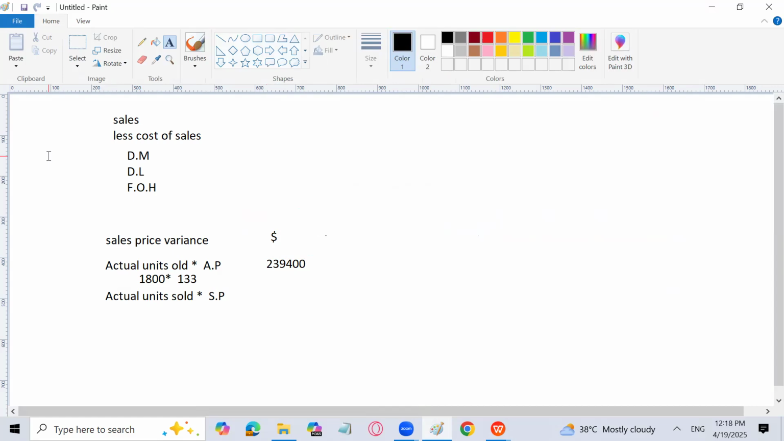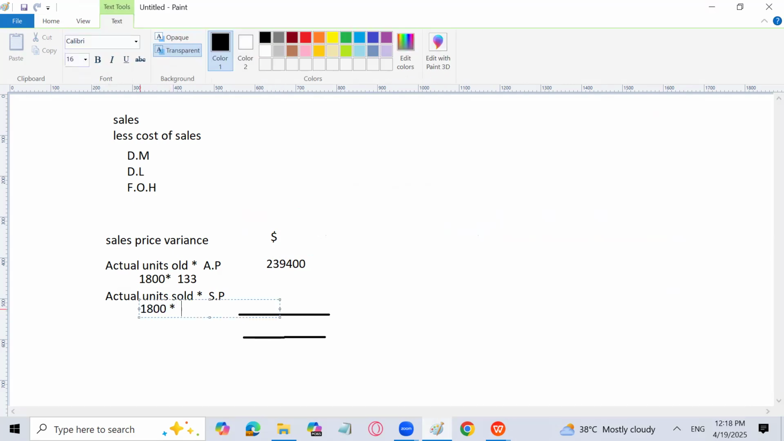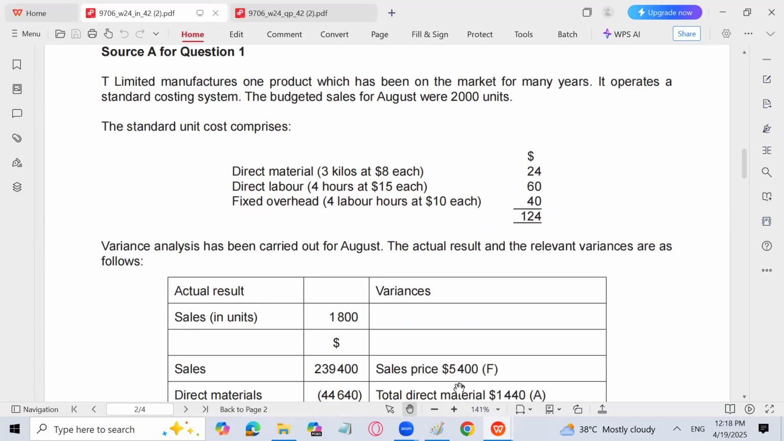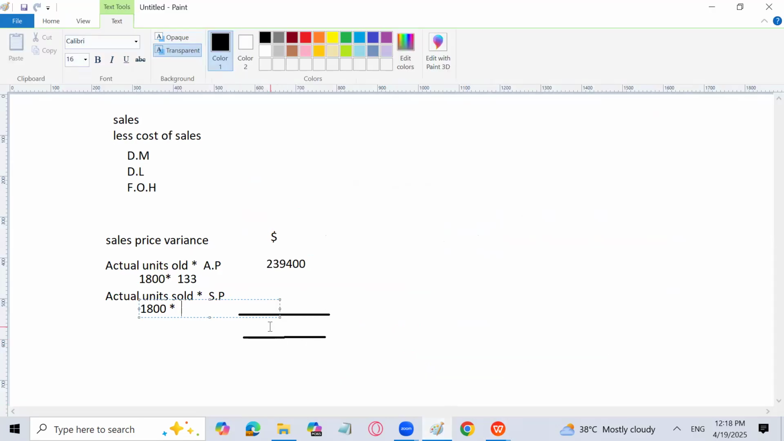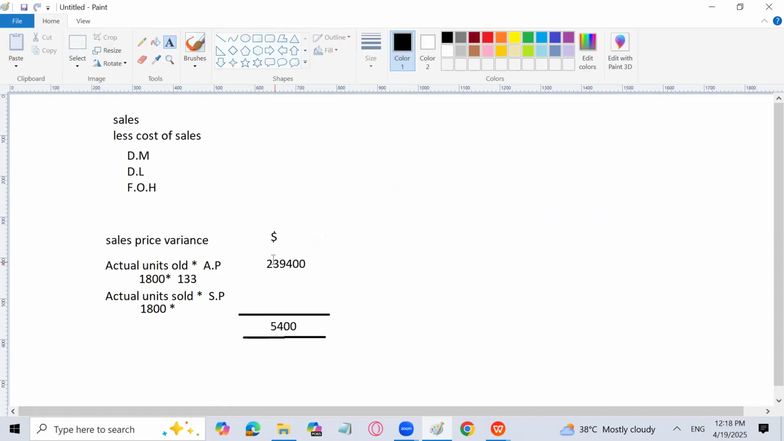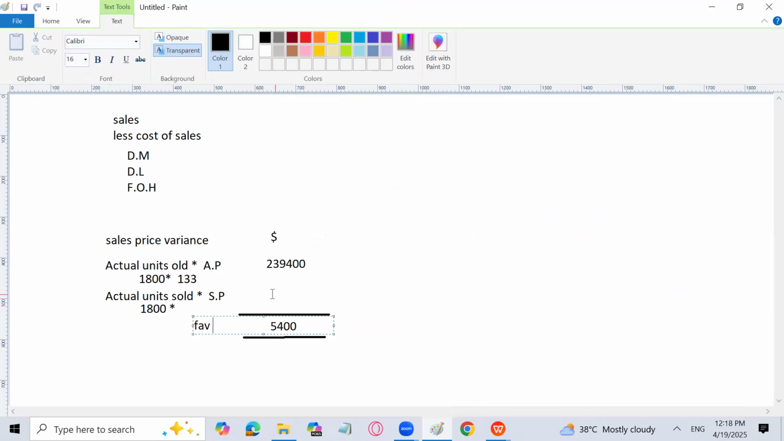So I'll write here 239,400. Now, the sales price variance is already given in the question, and for the actual units we can write here actual units multiplied by standard price. We don't know that, but we know the variance. The sales price variance is 5,400 favorable. So 5,400 favorable means that actual units sold into actual price, this 239,400 amount, is more than actual units sold into standard price. Means the above value is higher than the lower value. That is why we are going to have a favorable sales price variance, because the actual price is more than the standard price. So you can take the difference of this.